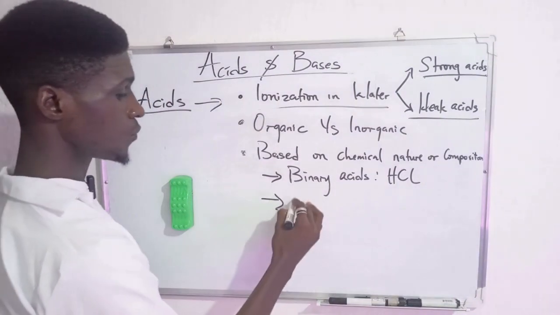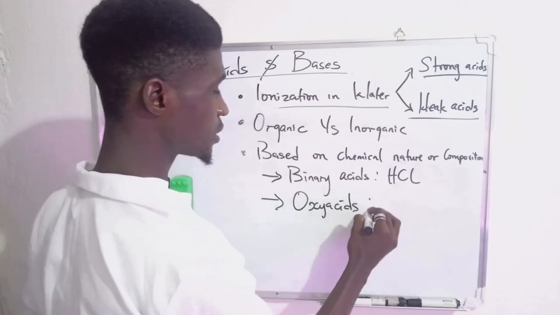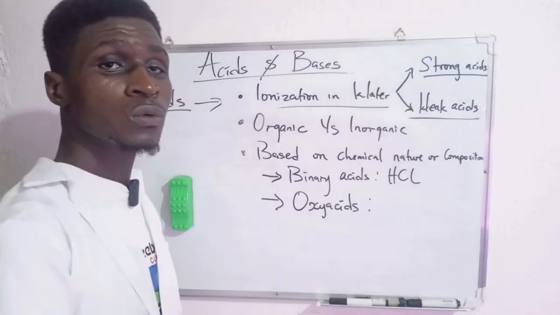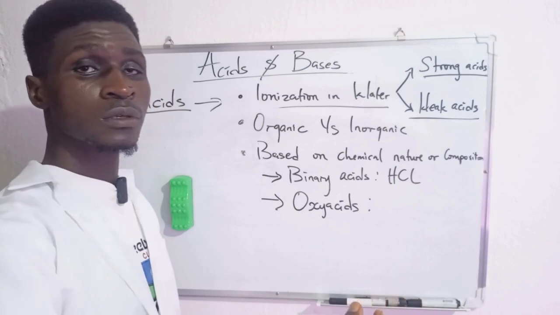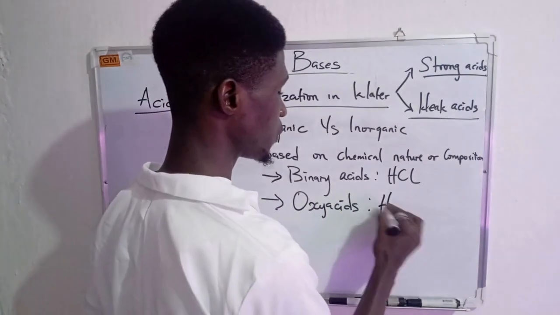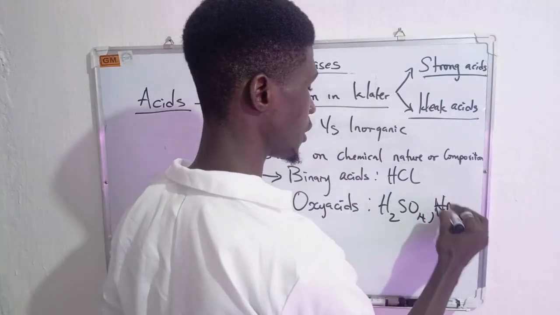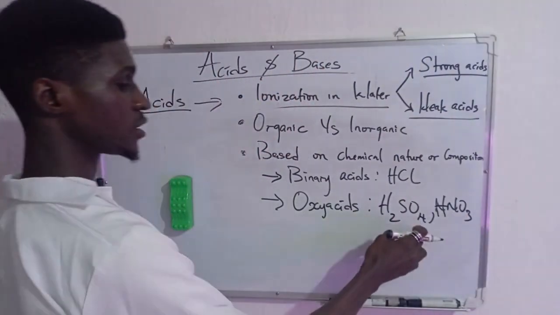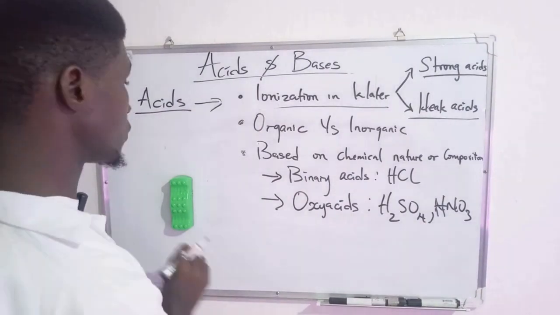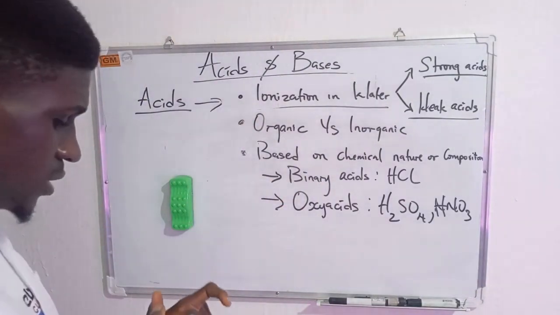Then we can have oxy acids. These oxy acids are the ones where you hear oxo, trioxo, tetraoxo. Example is H2SO4. Example is HNO3. You hear tetraoxo, trioxo. They are under oxy acids. So this is just a general view of what acid is.